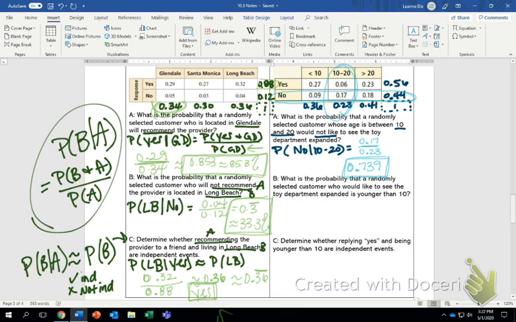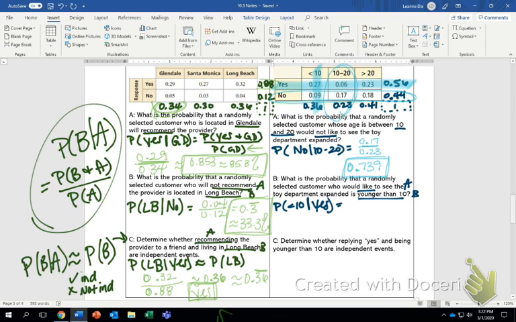All right. Letter B, what is the probability that a randomly selected customer who would like to see the toy department expanded, that's my A, is younger than 10, that's my B. So I would say the probability of being younger than 10 given that they said yes. Okay? So I'm actually gonna highlight it this time just so we can see the difference. Less than 10, and they said yes.